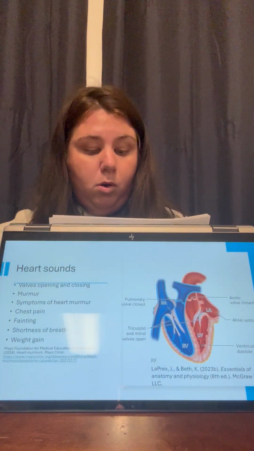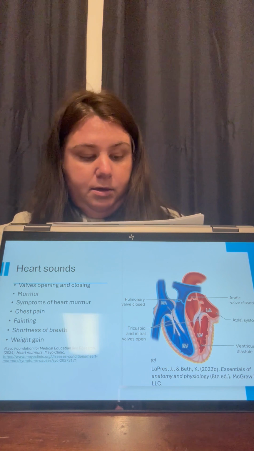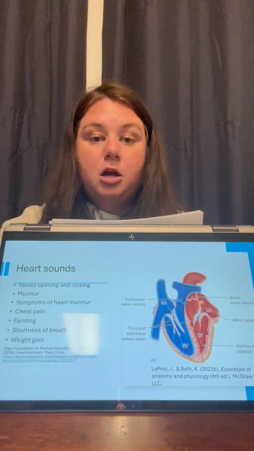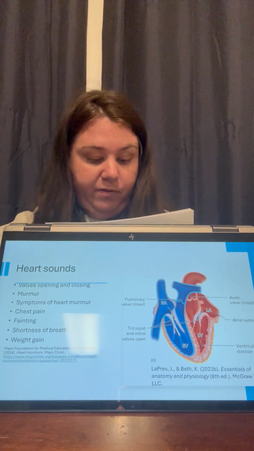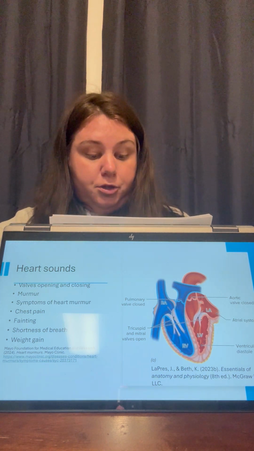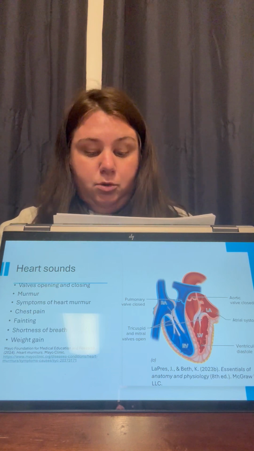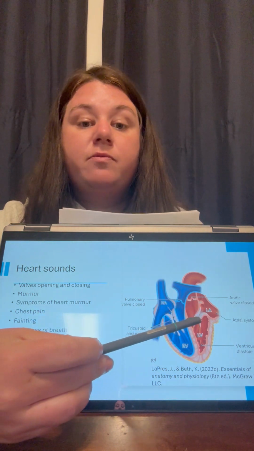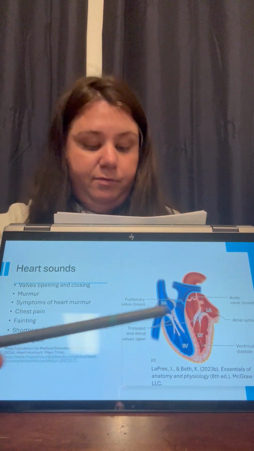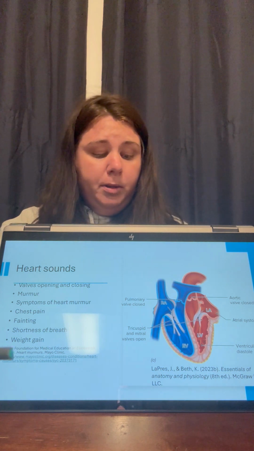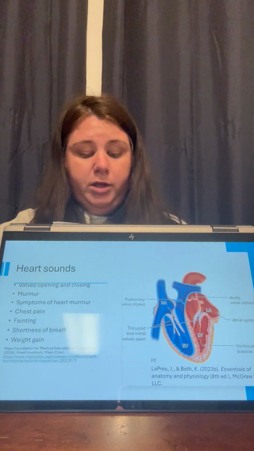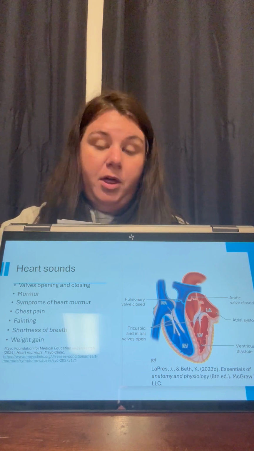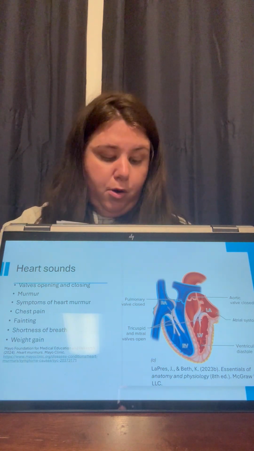Have you ever wondered why the heart sounds a certain way? The sounds of the heart are from the opening and closing of the valves. Earlier we talked about the tricuspid valve and the bicuspid valve. The tricuspid valve, which is between the right atrium and the right ventricle, right here, and the bicuspid valve, which is between the left atrium and the left ventricle. The pulmonary valve is in the right ventricle and the aortic valve is in the left ventricle. The pulmonary and the aortic valves are responsible for the output of blood flow from the heart.